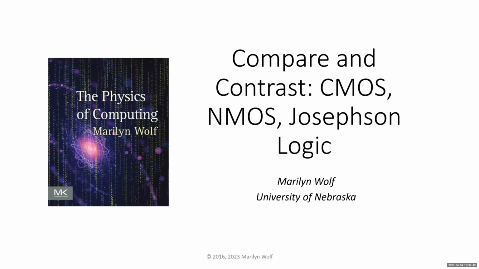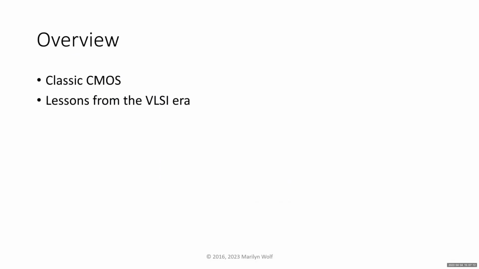I want to use this opportunity to compare some different technologies and see what lessons from the past we can apply to the future superconducting supercomputers that you folks are building. Some of this material will be based on my book, The Physics of Computing, which I wrote for a new course at Georgia Tech. In particular, I will talk about classic CMOS properties here, and then we will move forward.